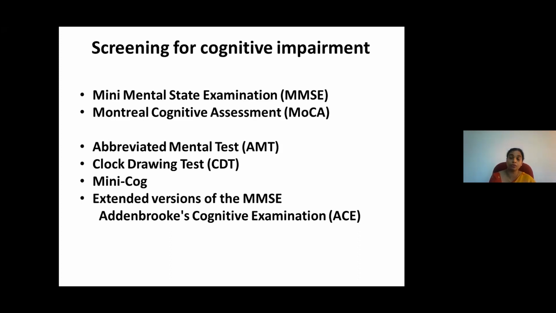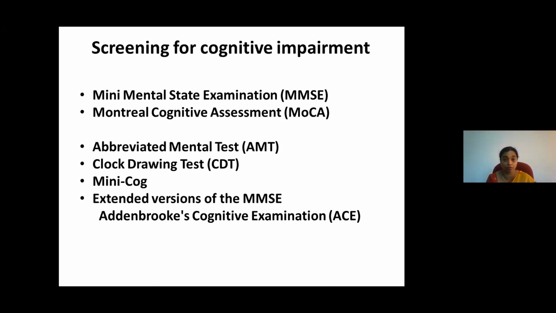The Mini-Mental State Examination, MMSE, we are familiar with from medical school days, and the Montreal Cognitive Assessment. MoCA is more advanced than MMSE, and assesses many more components of cognition. Then the Abbreviated Mental Test, AMT, is a rather simple test which we use in the acute medical take to assess delirium, the acute confusional state of elderly people who have a fluctuating course of confusion. Then the clock drawing test is also a widely used cognitive screening tool where we give the patient the task of drawing a clock. And then the Mini-Cog is an extended version of the clock drawing test where we assess orientation in addition to the clock drawing.